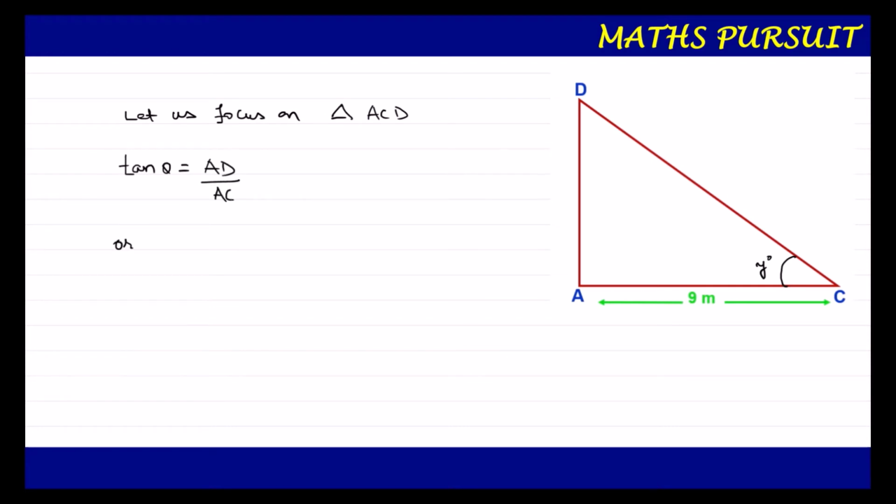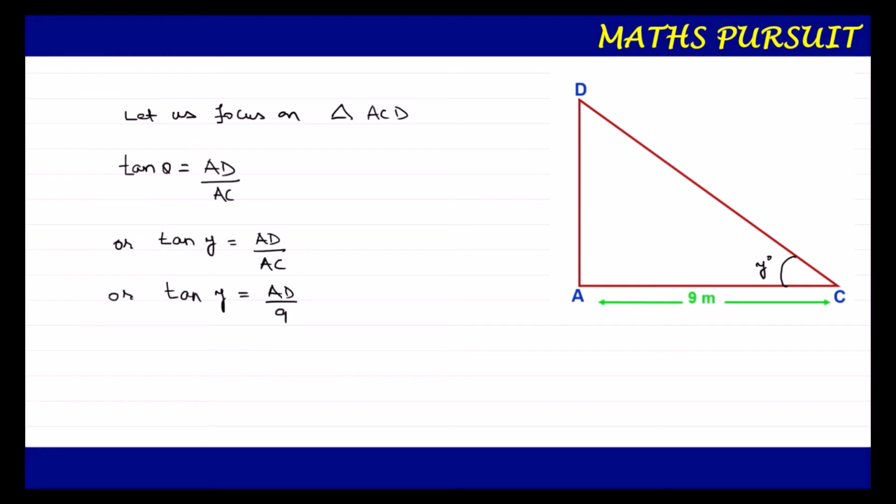Or I can write tan y is equal to AD upon AC, and we know the value of AC as 9. So I can write tan y is equal to AD upon 9.